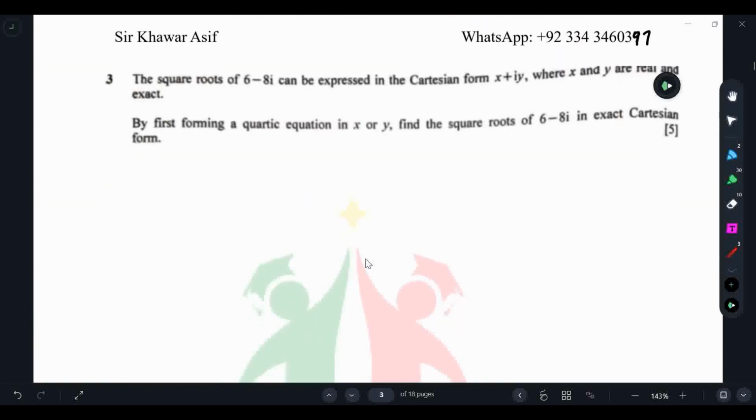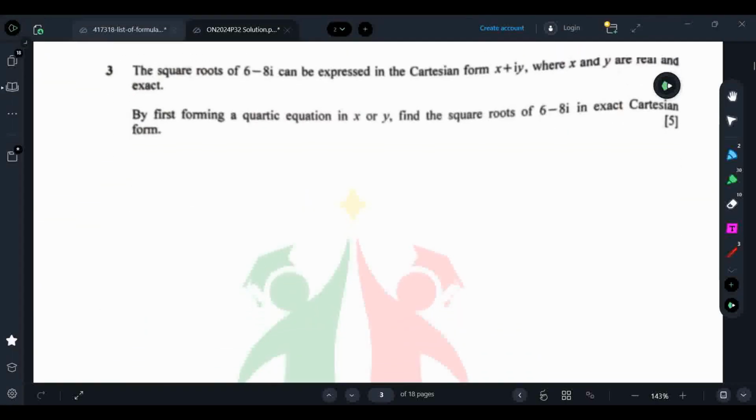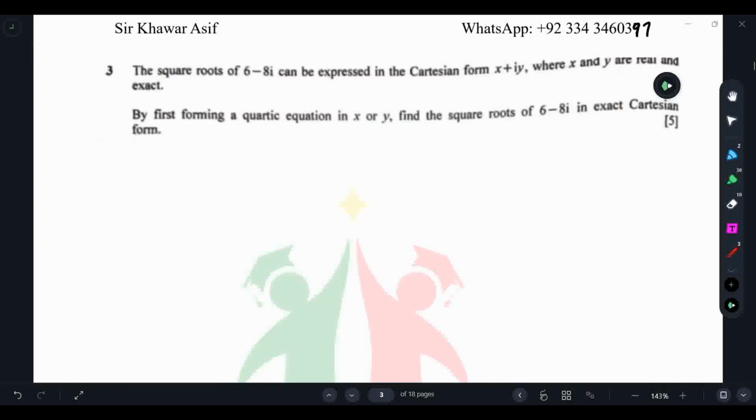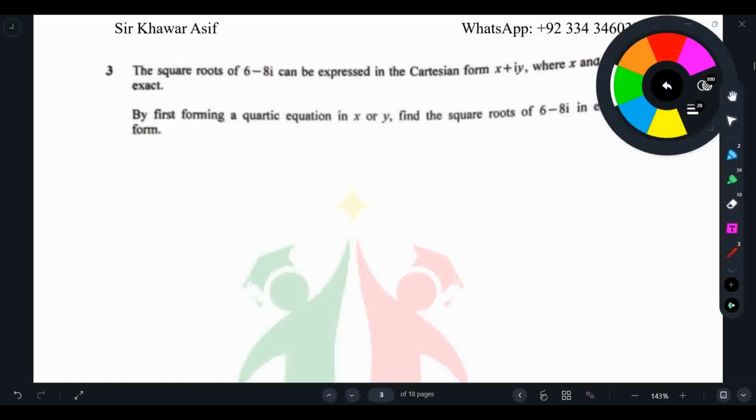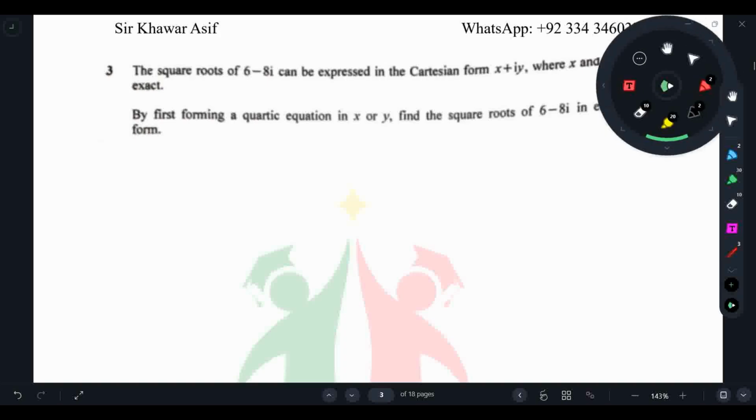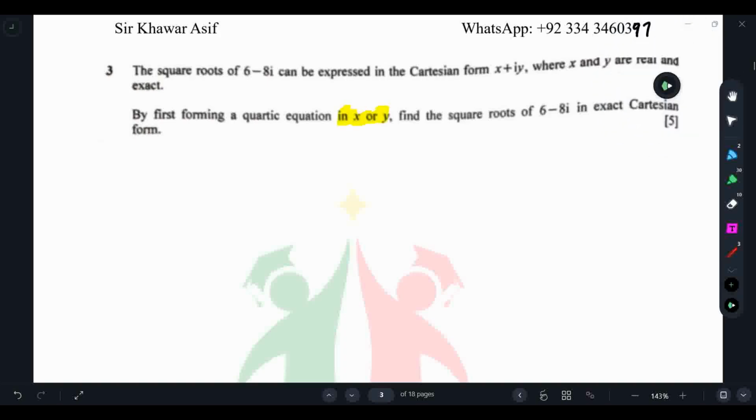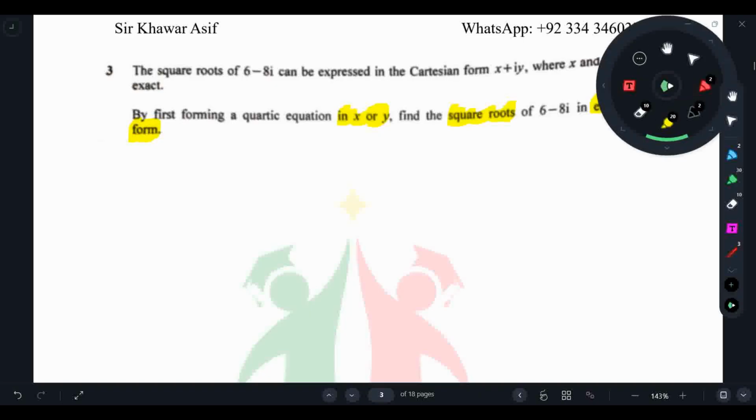Let's move to the next question, question number 3. The square root of 6 minus 8i can be expressed in the Cartesian form x plus yi, where x and y are real and exact, by first transforming into a quadratic equation in x or y. Find the square root of this in exact Cartesian form. So these are the key points. These are the command words and keywords we have highlighted.